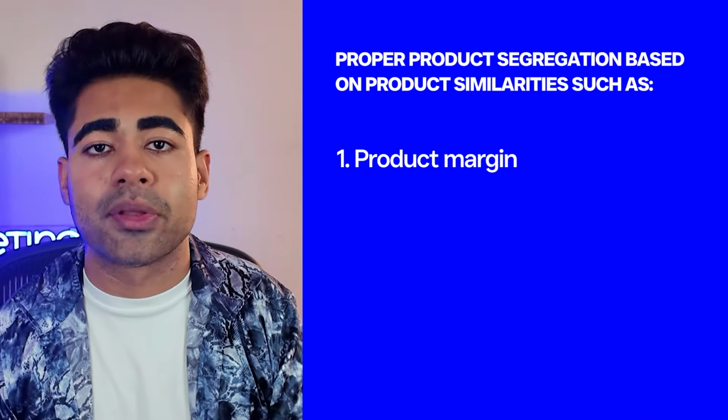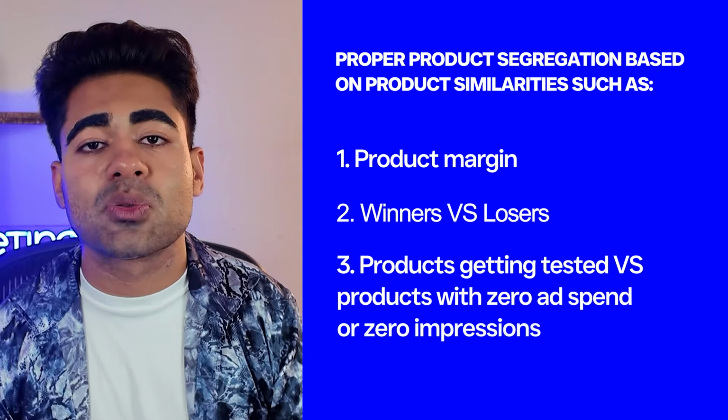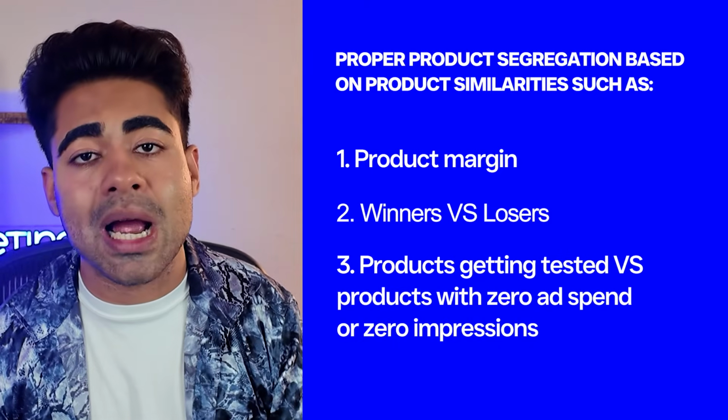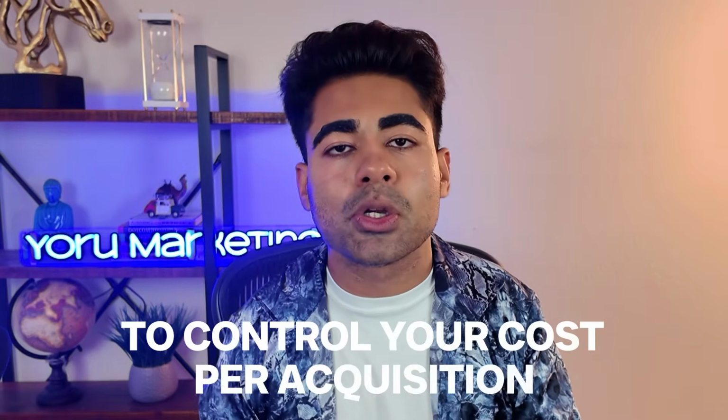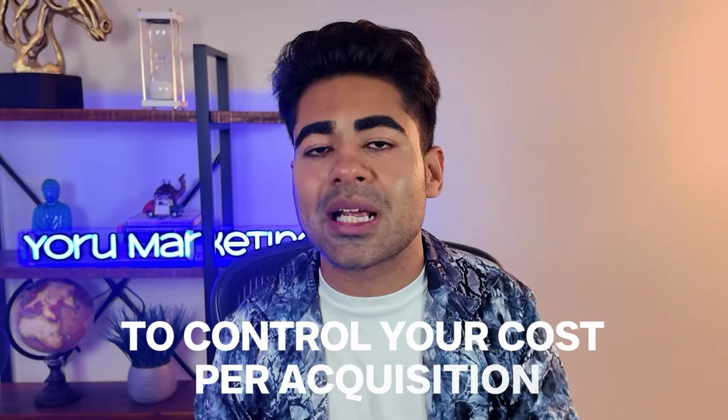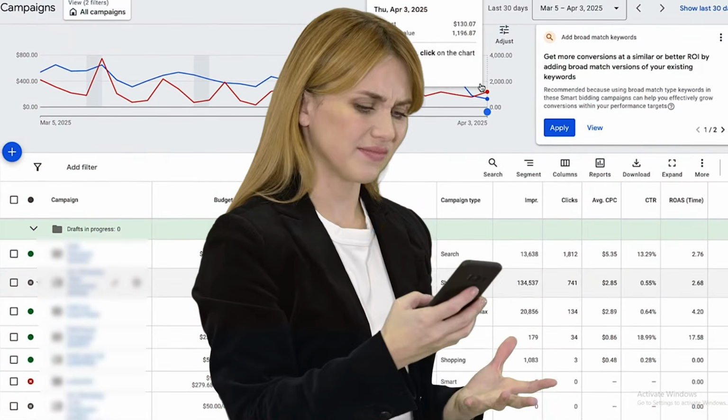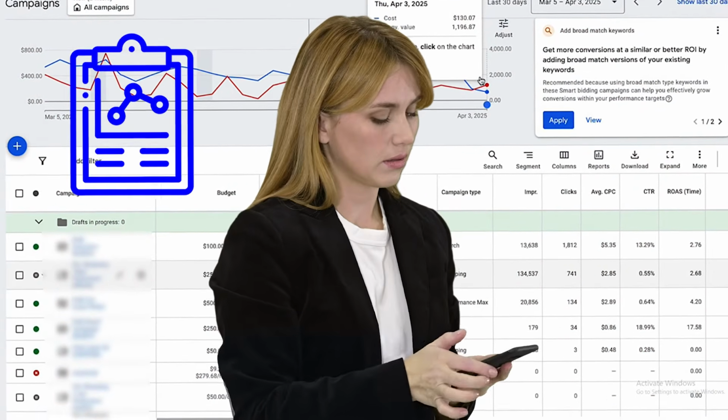This also means proper product segregation based around product similarities, such as product margins or the winners versus losers, or products which are getting tested versus products with zero ad spend or zero impressions, and so on and so forth. Because this approach creates the baseline you need to control your cost per acquisition. And you could set the biggest restriction in the world. You could set a target ROAS of 1,000% within your PMAX, or a very, very low target CPA for your smart bidding campaigns. But it's not really going to work unless you have all of these proper elements of the funnel in place.